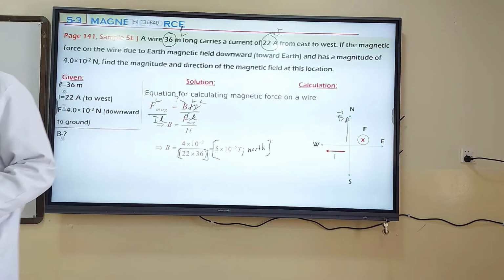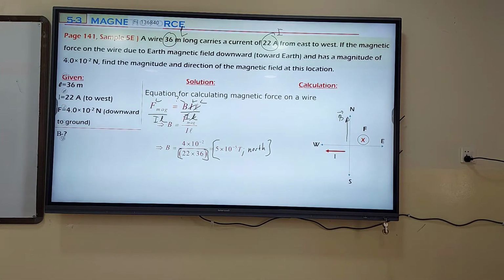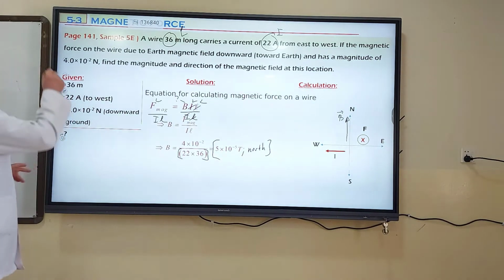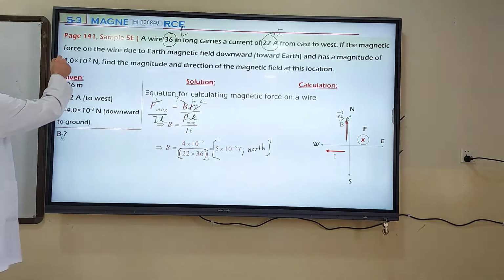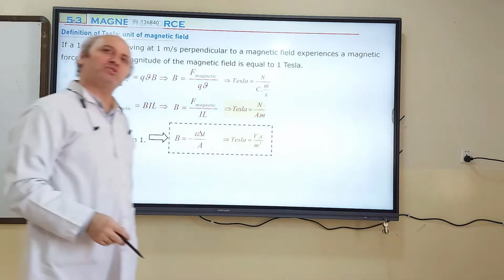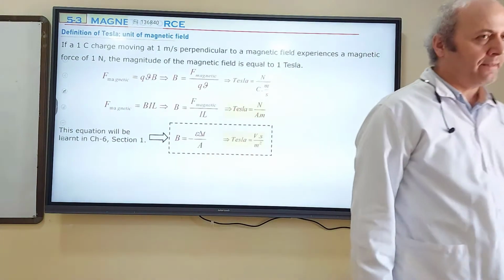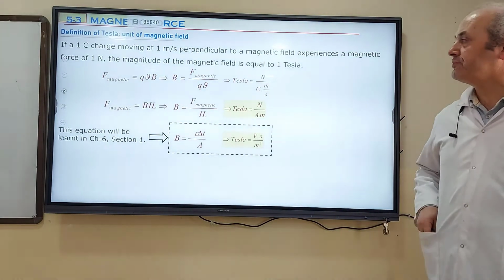So we finished the magnetic force acting on a charge in a magnetic field. Magnetic force acting on a charge. Magnetic force acting on a current in a magnetic field. Okay? Did you get this one? Yes. All right. So now let's see what's next. Next one is the definition of Tesla.